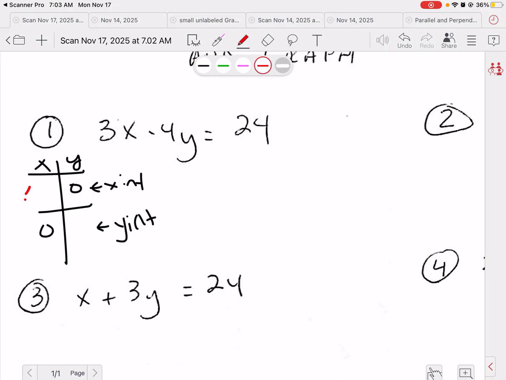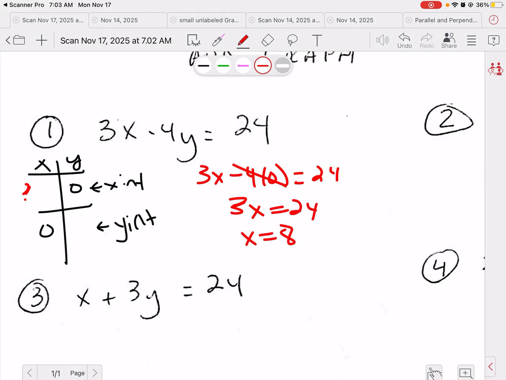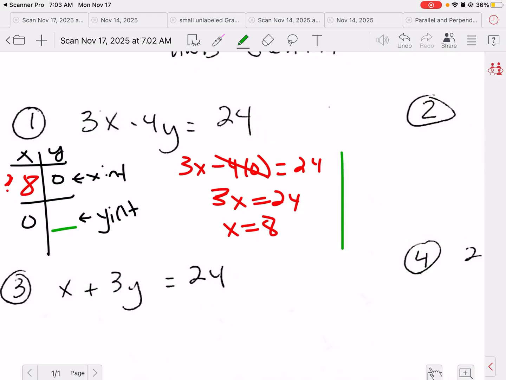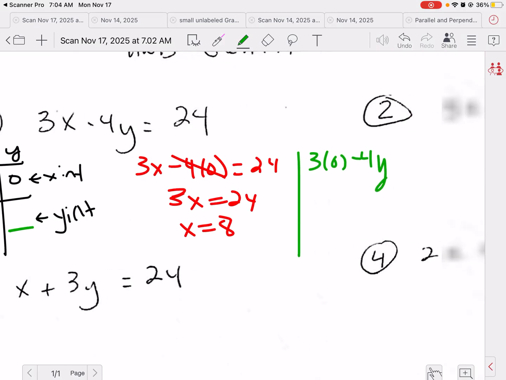So if I want to figure out what my x-intercept is, I'm going to replace y with 0. Oops, replace y with 0, my bad. And solve. So 4 times 0 is just 0, so we have 3x equals 24. So x is going to equal 8 when we divide both sides by 3. And then we'll plug in 0 for x. So we'll have 3 times 0 minus 4y equals 24. This is 0, so we have negative 4y equals 24. We'll divide by negative 4, so we get y equals negative 6.